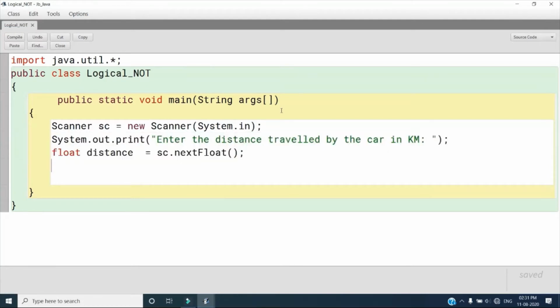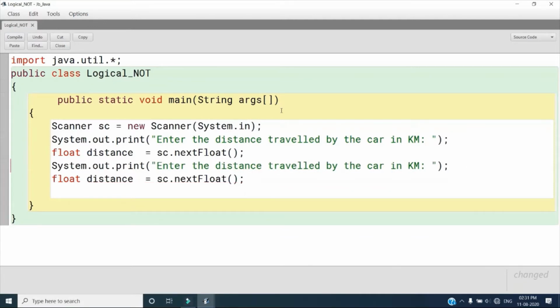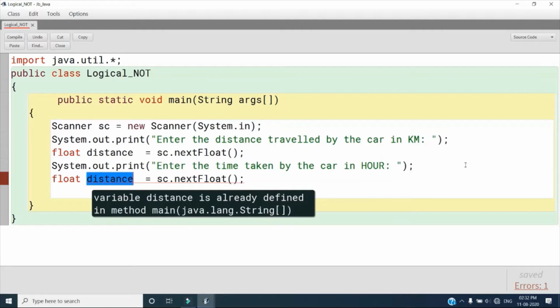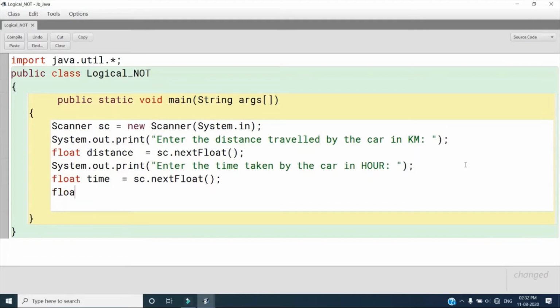Next, we have to accept the time. So System.out.print, enter the time taken by the car in hour. And here we will give float time equals to sc dot nextFloat. We want to find the velocity of the car, so hence we are writing float velocity.